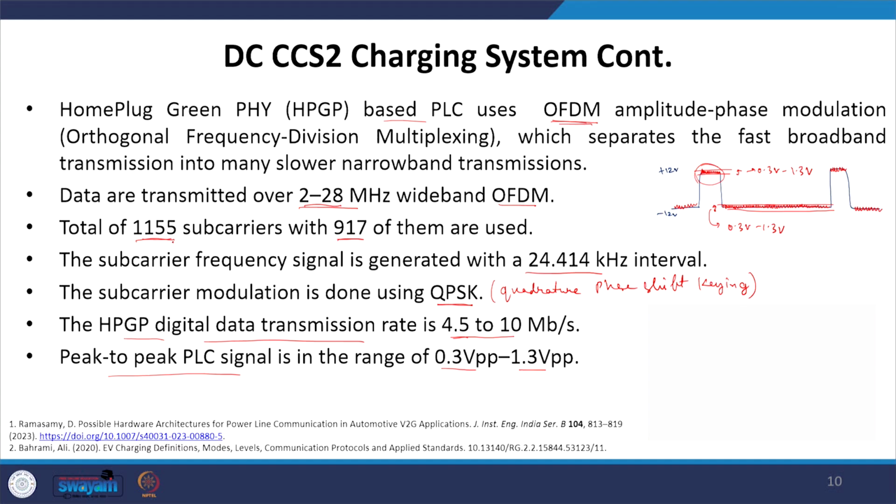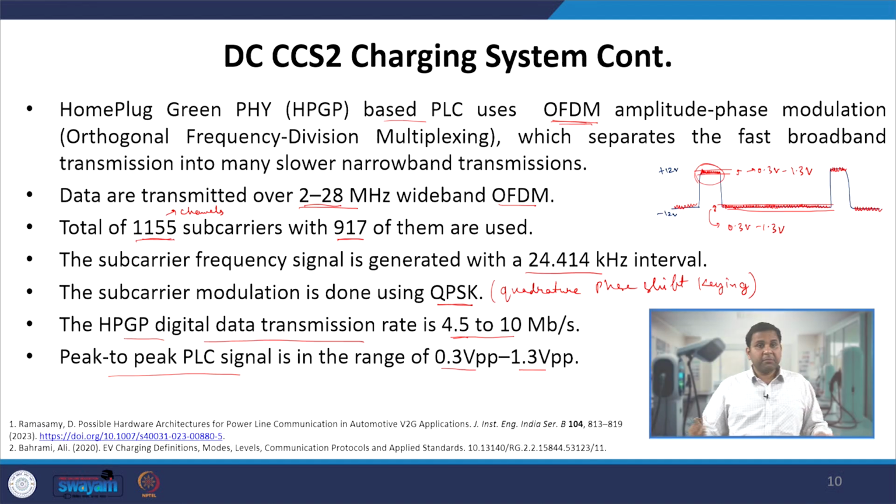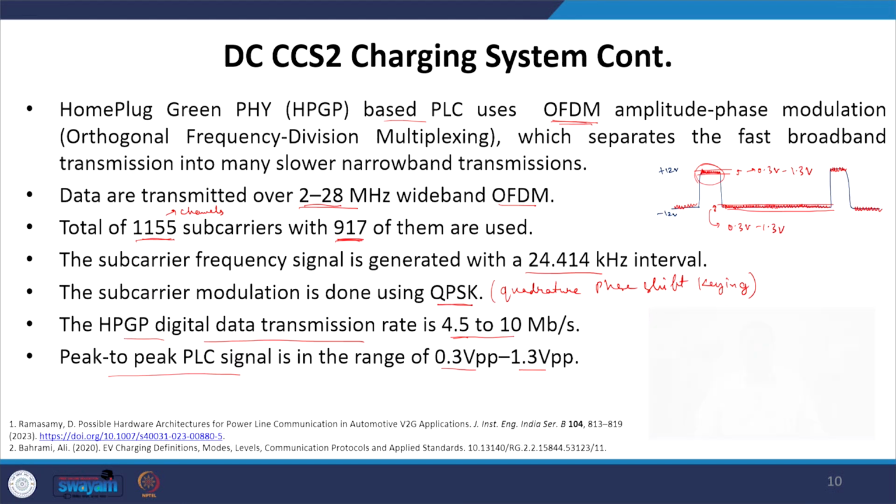So we have around 1155 subcarriers, or you can say 1155 channels. That means in parallel we can send 1155 pieces of information by doing the proper multiplexing. Further, out of 1155, only 917 subcarriers are used. That means only 917 channels are being used.